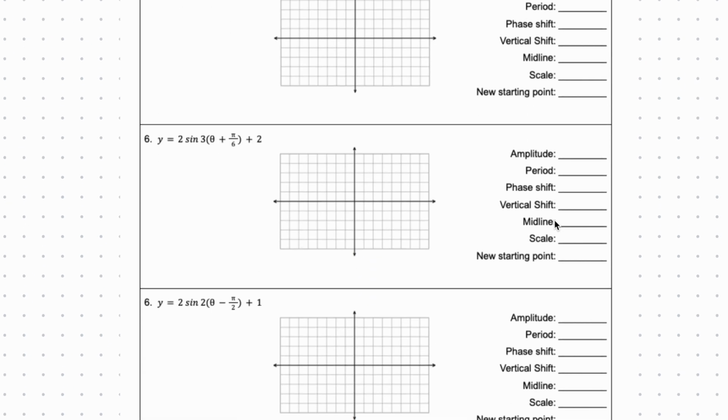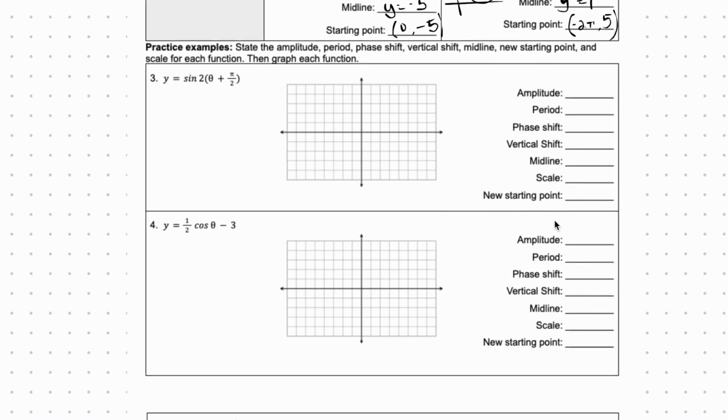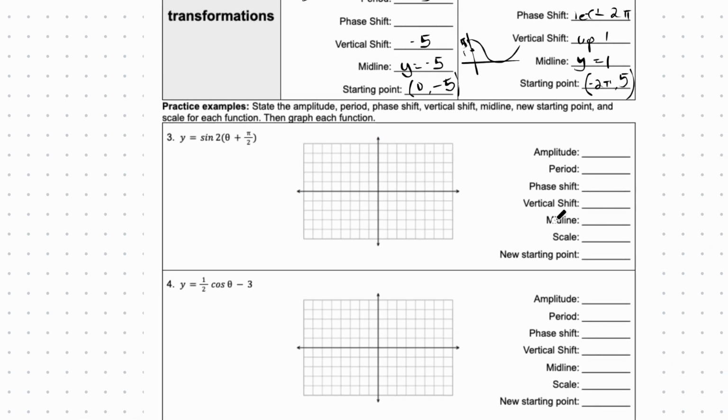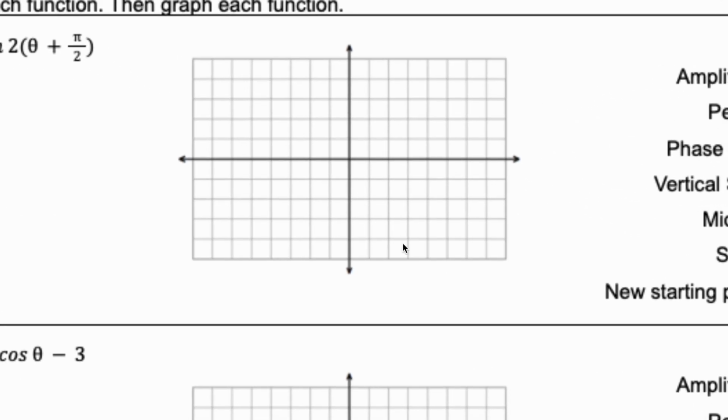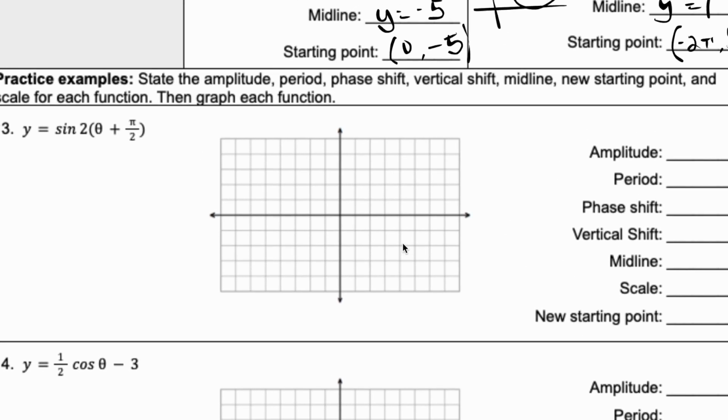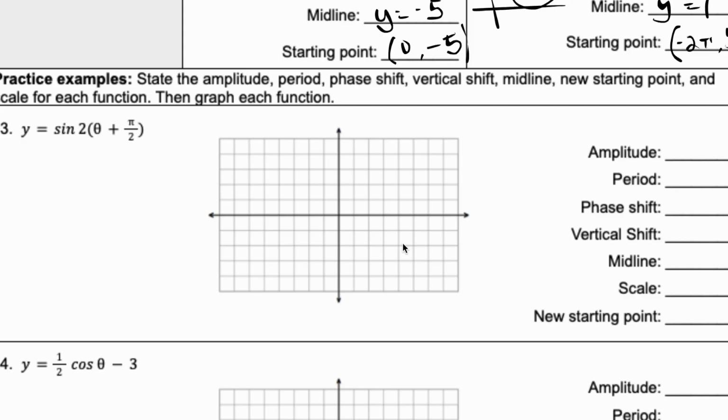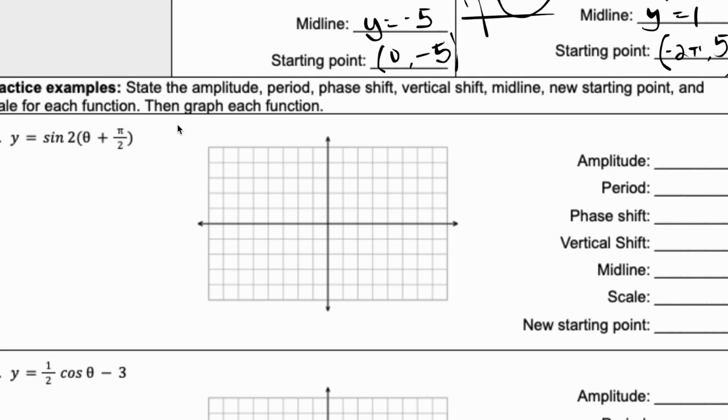So let me do some of these. So here we have a horizontal shift. Okay, here we have a horizontal shift. We're adding pi over 2, so that means we're shifting left. Left, pi over 2.